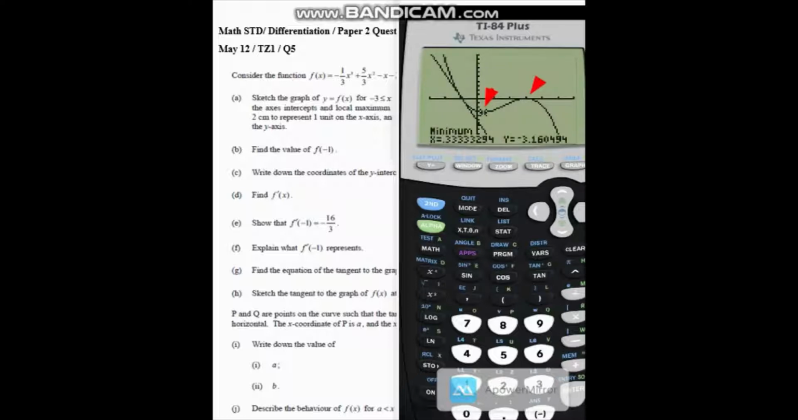So the minimum lies at x equals 1/3. They just want the x-coordinate. 0.333 is actually 1/3.